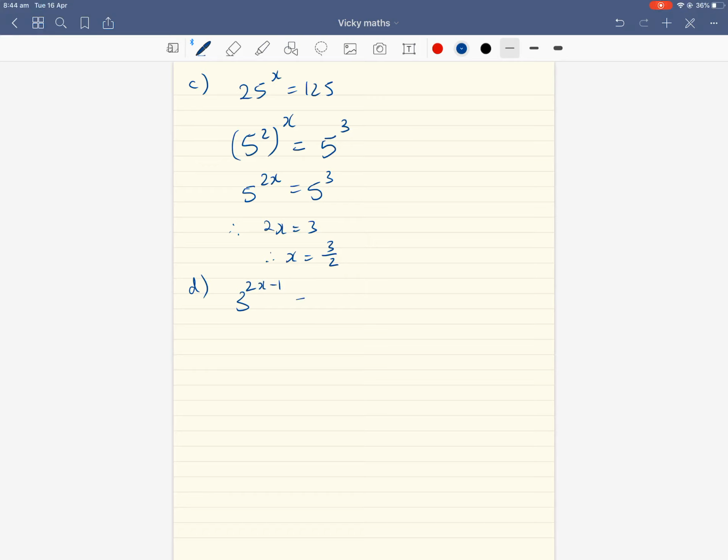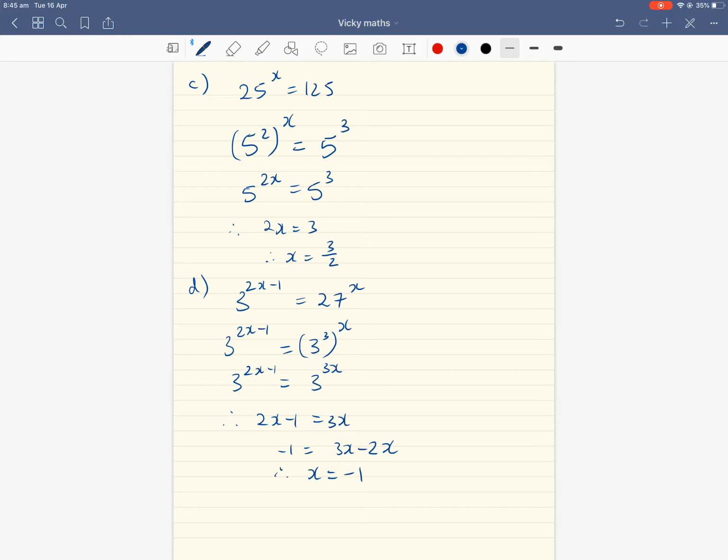3^(2x-1) = 27^x. On the left hand side our base is 3. So let's see if we can convert the right hand side into base 3 as well. 27 is 3 cubed, so it's (3^3)^x. A power of a power is multiplying, so on the right we have 3^(3x). Because the bases are the same, now we can equate the powers. So therefore 2x - 1 = 3x. Rearranging, negative 1 is 3x - 2x, or in other words, x is negative 1.